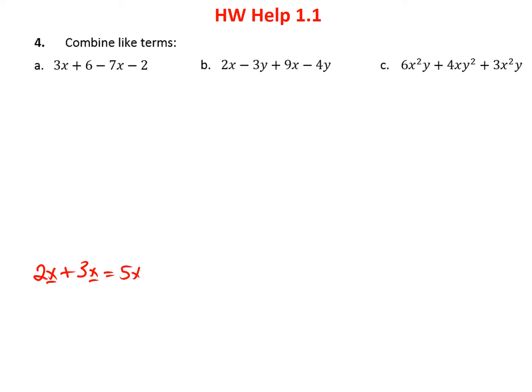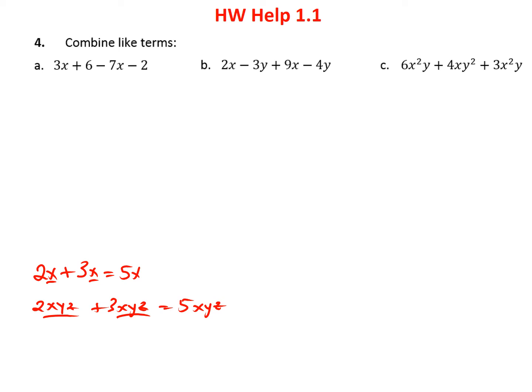Think of the variable part being a piece of fruit. 2 apples plus 3 apples is 5 apples. It doesn't matter what the variable part is, they just have to be the same. So for example, if I had 2xyz and I had 3xyz, the variable part's the same, so those can be added together.